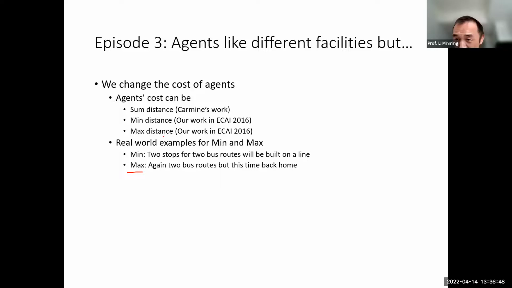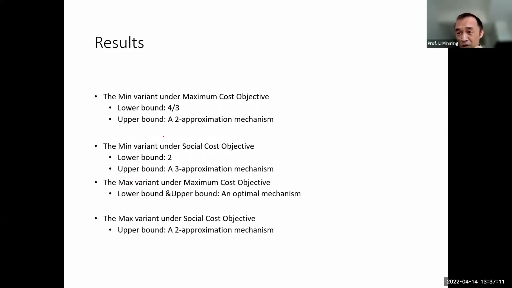So now you see, we have the mean model and the max model, right? And remember, the central planner, the government or decision maker, needs to worry about social cost or max cost. So they have two objectives. Agents have two possible cost models, mean and max. So with 2 and 2, there are altogether 4 models. And we have results for each of them, and I will omit the details here. Some bounds are tight, but some are not. Some don't even have a lower bound.